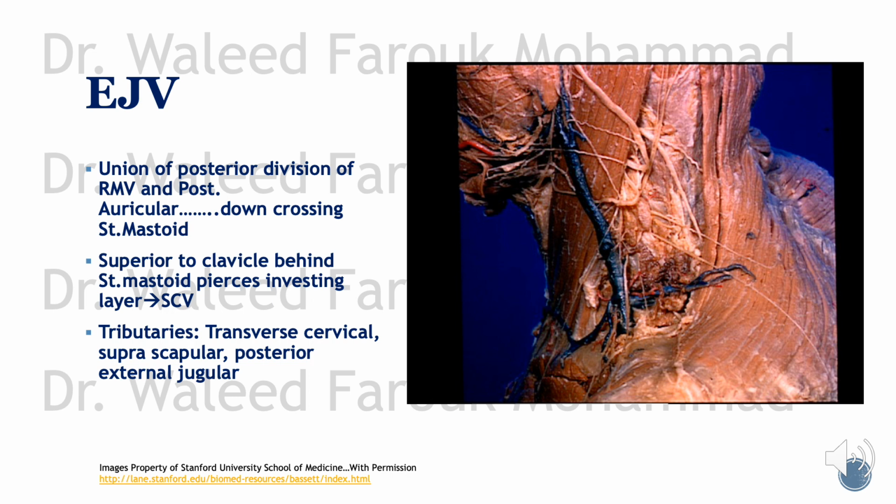They form the external jugular vein, which runs down and crosses the sternomastoid from medial to lateral, and pierces the deep investing layer to drain into the internal jugular vein. Sorry, the subclavian vein. I know there's something wrong. So it drains into, or is a tributary of, the subclavian vein.